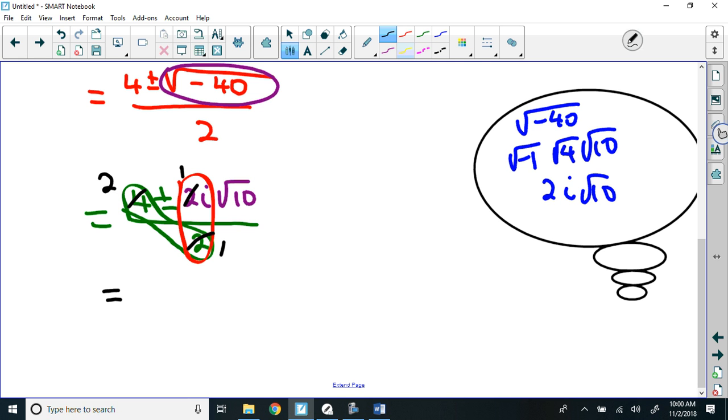our final answer here, well, it's not the best way to write it, but our answer looks like it's going to be 2 plus or minus 1i, or i, times the square root of 10. And I guess that is it. That's all right like that. 2 plus or minus i times the square root of 10.